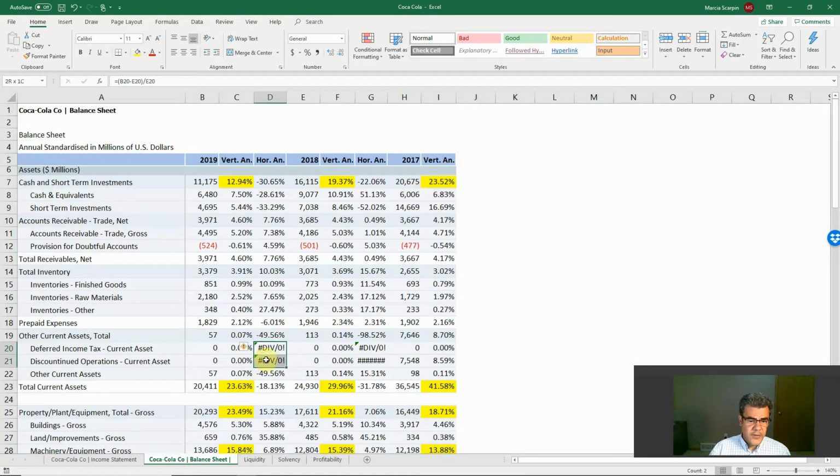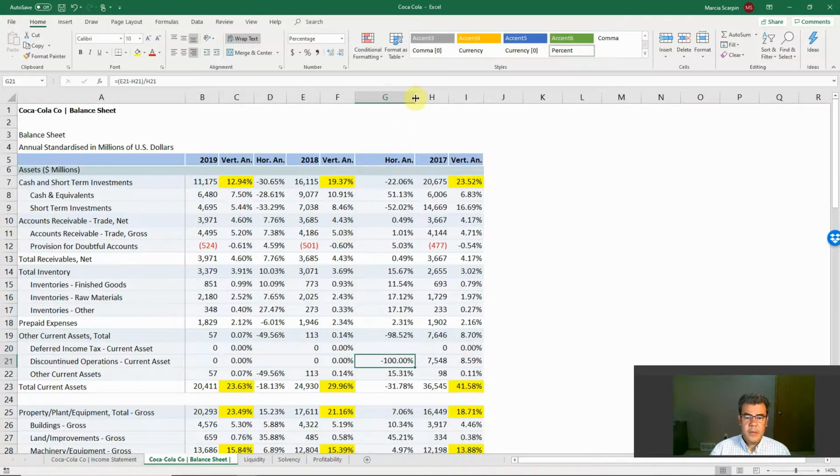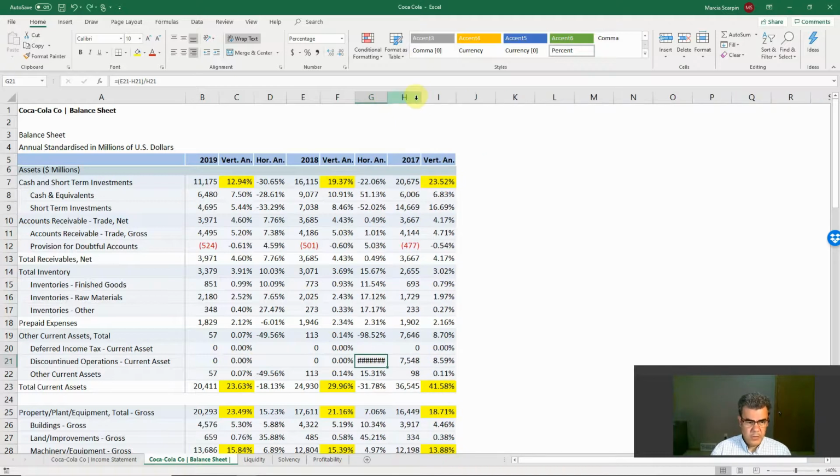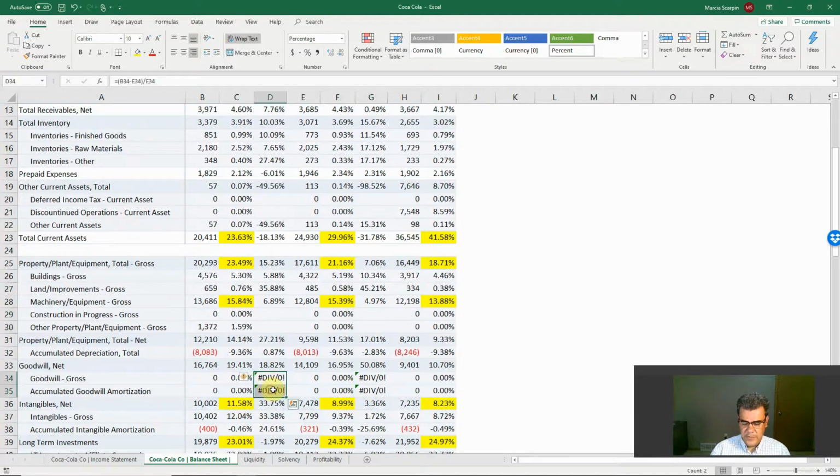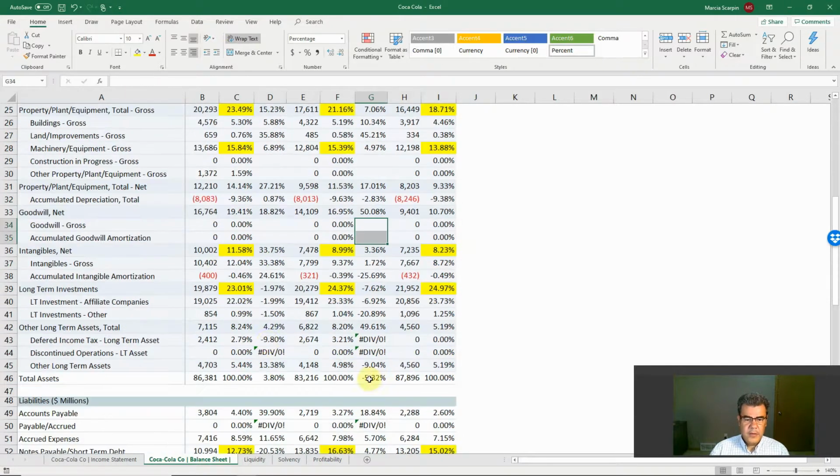What is the other stuff here? We delete this divided by 0 here. It doesn't make sense. And also here, it will be less 100%. That doesn't make sense. Okay, so it goes down here because it is discontinued operation. So that makes sense. Here, 1 more divided by nothing. More divided by nothing here. So we need to make it pretty.